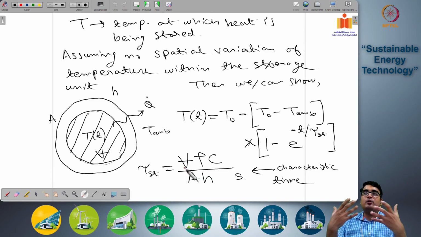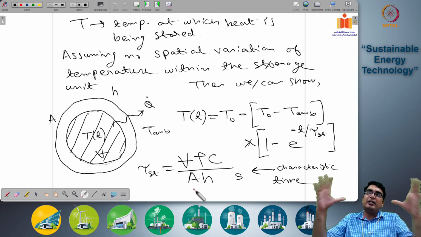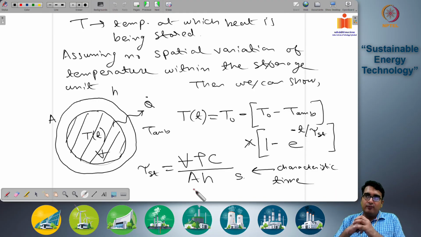So we want to design systems which have a small area by volume ratio. If you put the volume here, area by volume ratio is basically the total exposed surface area for a given volume. If we decrease the area by volume ratio, then the characteristic time increases. So we want to design that way.